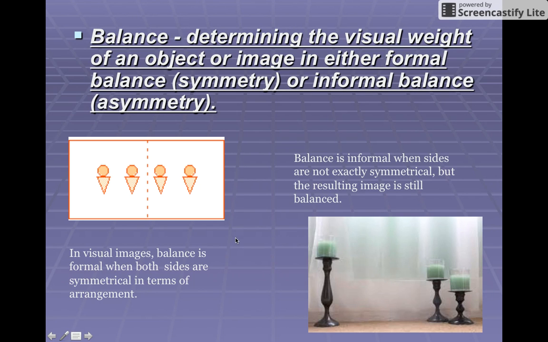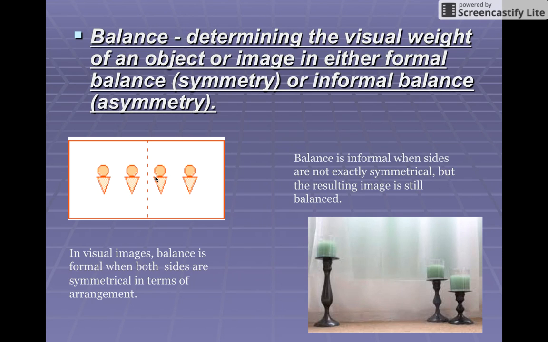So if we are looking at our pictures, on the left-hand side, we have 4 ice cream cones or triangles with circles. If we draw a line right down the center where they have the dotted line and fold our paper in half, those things would match up perfectly. So that is your formal balance, your symmetrical balance. And this is what people typically think of when they hear the word balance. Is it weighted the same? So if it's weighted the exact same, if it looks the exact same on each side, it's symmetrical.